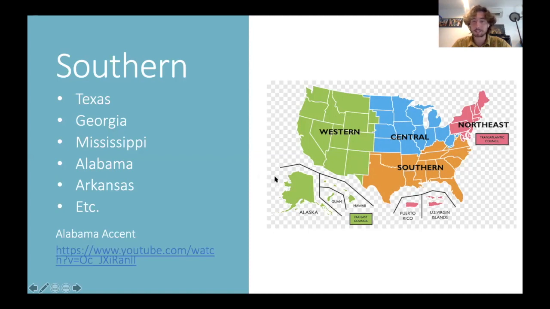It's straight out of Forrest Gump. I hope that whoever is watching this, you know that movie because it is fantastic. And so, yes, some southern states are Texas, Georgia, Mississippi, Alabama, Arkansas, Florida, North and South Carolina, and there's a few others as well. It's just this whole big thing right there.